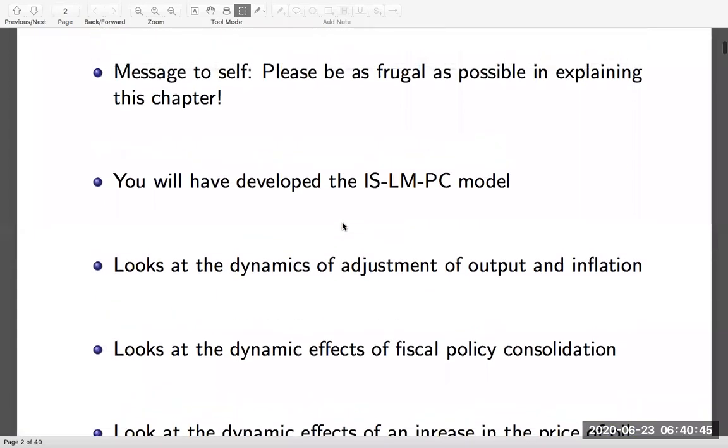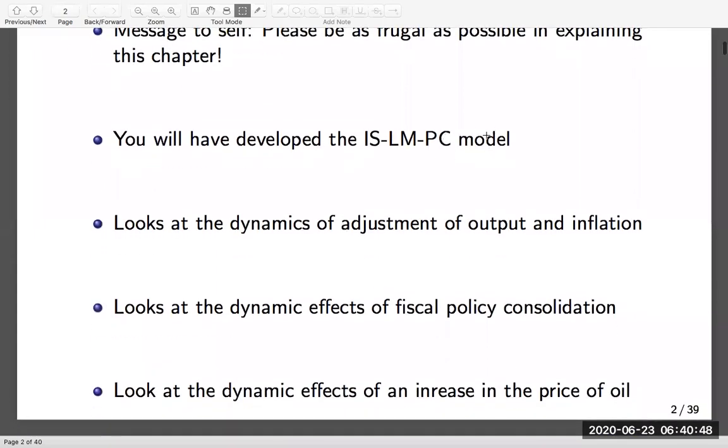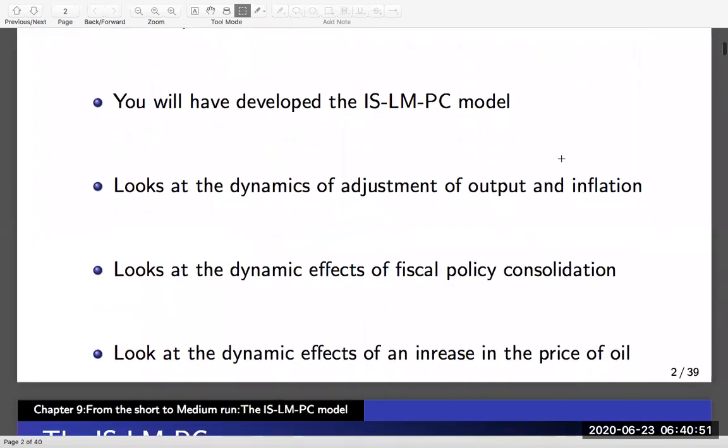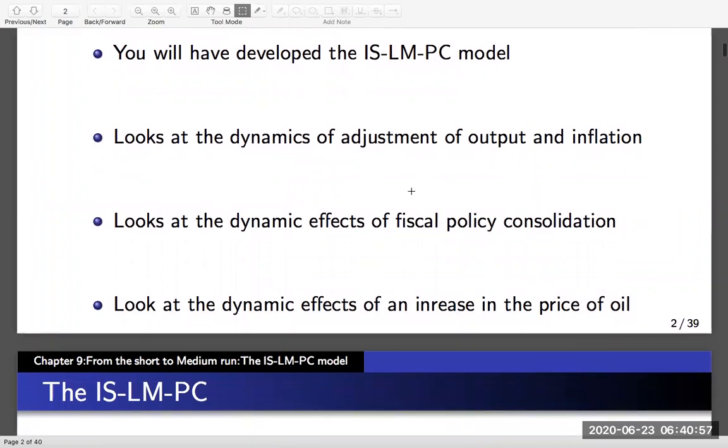Okay, so we first develop the IS-LM and PC model, look at the dynamics of the adjustment of output and inflation, and look at the dynamic effect of fiscal policy consolidation, which we look at in chapter 5. I need you to read in chapter 5 what fiscal policy consolidation is. When you talk about fiscal policy consolidation, we are talking about reduction of the budget deficit. You need to understand what happens in the short run and in the medium run, which we'll discuss in this chapter. So we will see the contrast. You need to be able to contrast short run fiscal deficit reduction and medium run fiscal reduction.